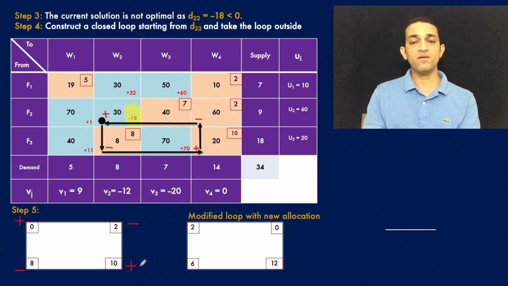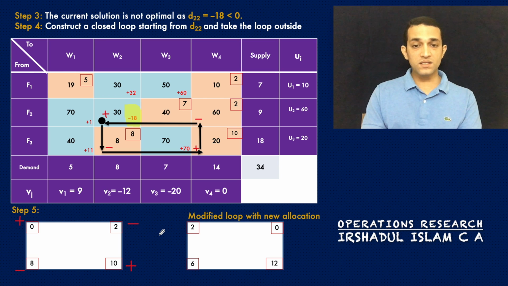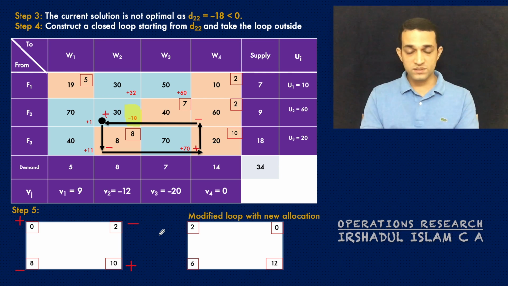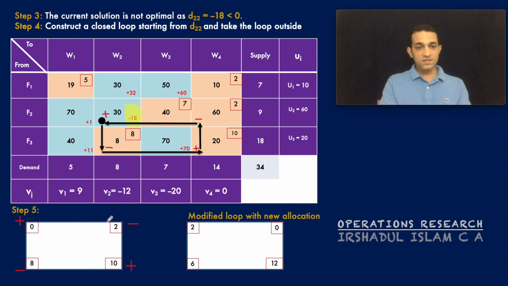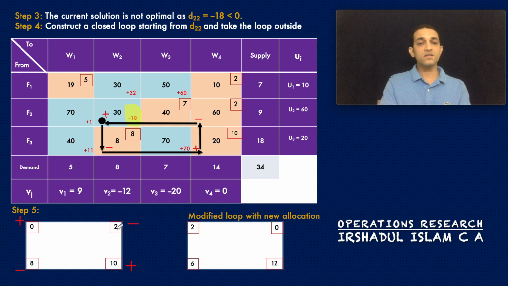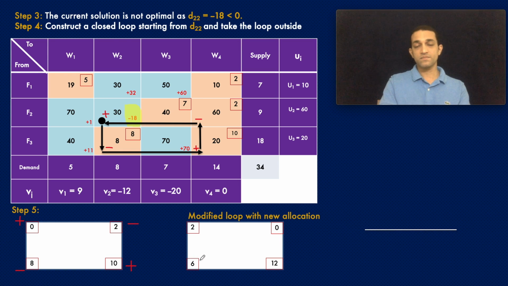So all these things I have taken here. And in the loop, the new allocation is as follows. We will calculate the negative corners. We will look into the negative corners and identify the minimum allocation. That is, here the value is 2. That we will subtract from these two corners. 2 minus 2, 8 minus 2. These values are reproduced here, 0 and 6.